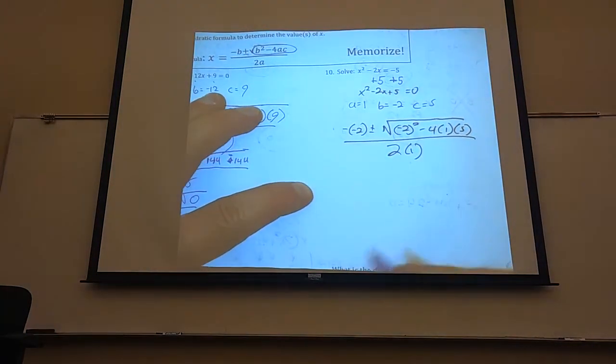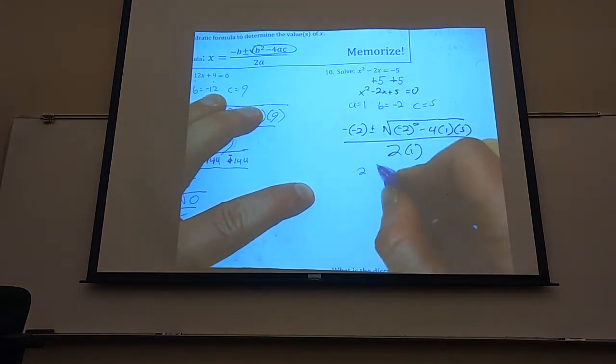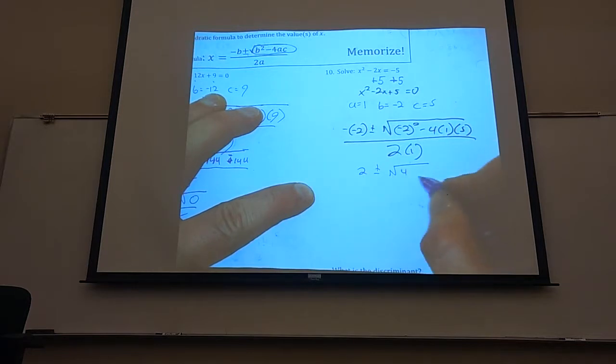I won't go through all those details. I won't ask all that. Negative and negative is positive. That's 4 minus 20.